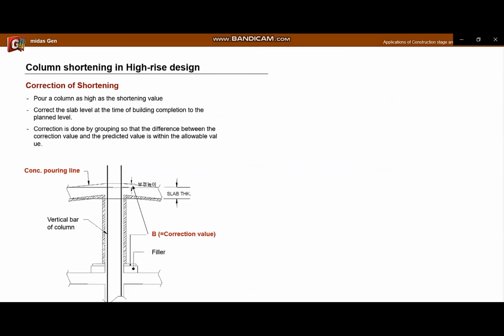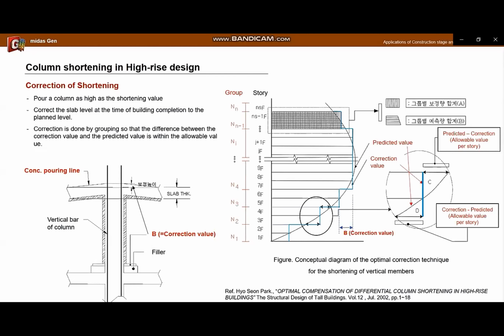Next is how to do the correction. The column is poured as high as the shortening so that the slab level at the time of construction completion matches the planned level. Correction is done by grouping so that the difference between the correction value and the predicted value is within the allowable value as shown on the right. In general, correction is performed by groups in units of 2 or 3 stories.